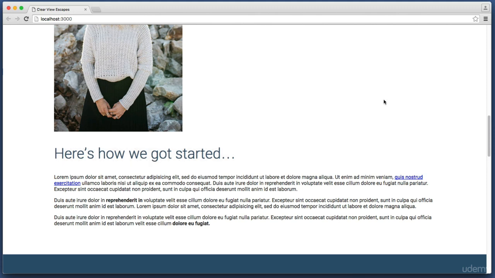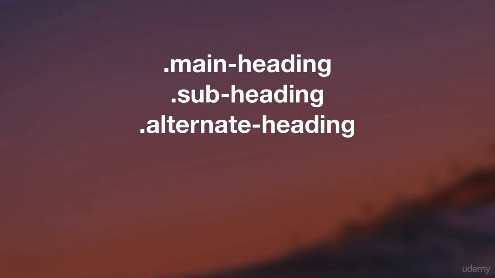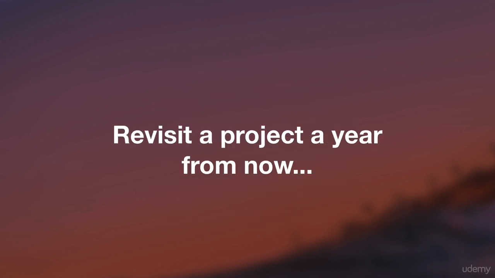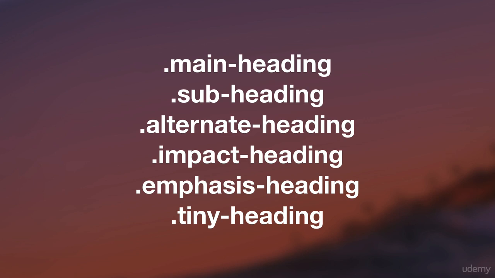Because as those headline classes add up over time, main heading, subheading, alternate heading, impact heading, emphasis heading, tiny heading, eventually you will reach a point where those class names don't mean anything to you. There are just too many of them. And if in 6 months or a year from now, the designer on your team comes to you with a new style for you to develop, you might recognize one of the headlines as a style that you've coded in the past, but you can't remember which class name that even was.